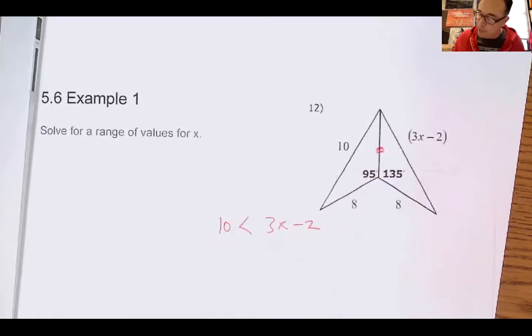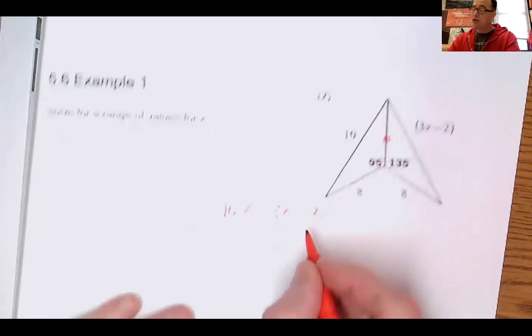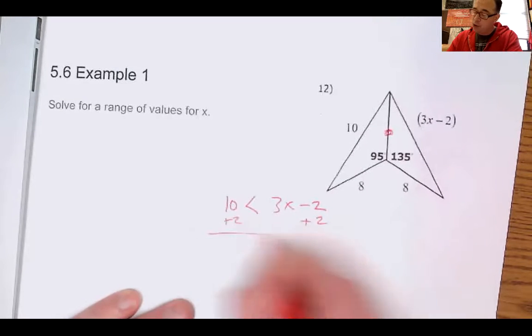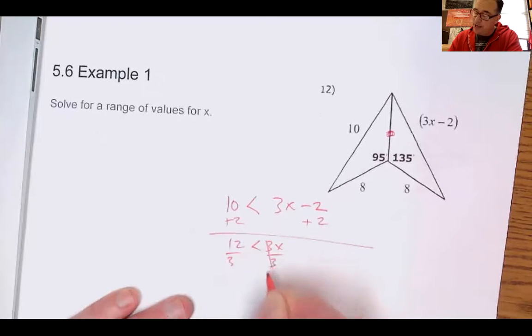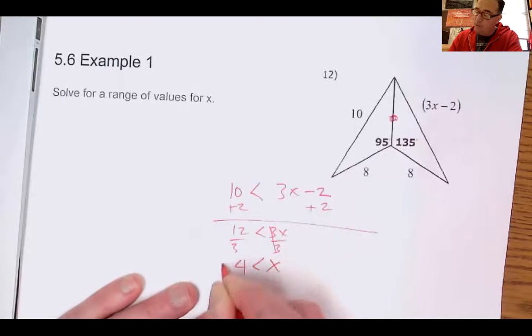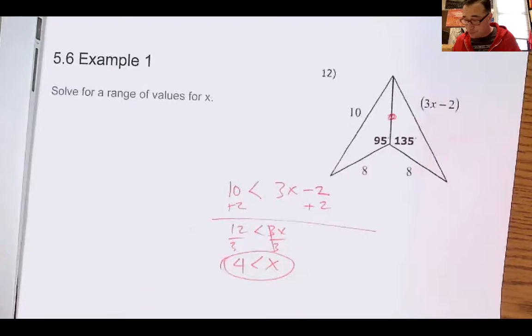All right, cool. So if we're going to do that, it says the range of values. Just give me the top end value. I don't care about the bottom. So here we go. Plus 2, plus 2. This is 12 is less than 3x. If I divide both sides by 3, that'll cancel. X has got to be greater than 4. There we go.